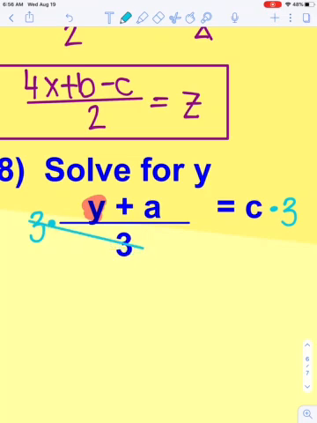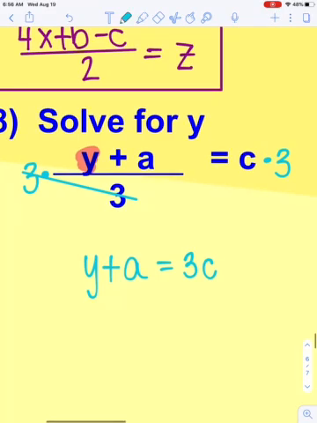The whole point is that when you multiply something by the denominator, it cancels it, and you're left with whatever was on top. So in this case, I have the y plus a, which is good because I got it unstuck. It was stuck up on top, locked up there until I got rid of the 3. On the right, I have c times 3, which we just usually write as 3c.